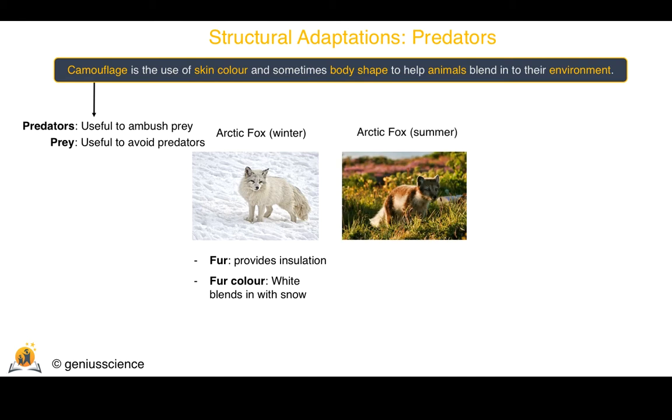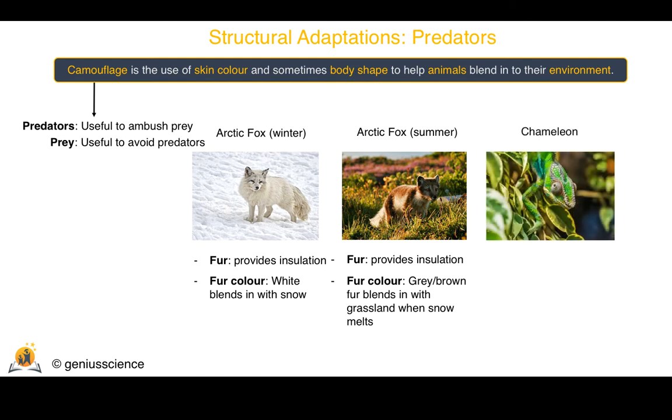We can look at another example of the same animal. So this is the Arctic fox in summer. Again, just like in winter, it's still cold in the Arctic in the summer, so the fur provides insulation. And the fur colour this time is a grey-brown colour, and this fur blends in with the grassland when the snow has melted. And our last predator example is the chameleon. The chameleon's ability to camouflage is even more impressive, changing its skin colour in multiple ways to blend into its environment.